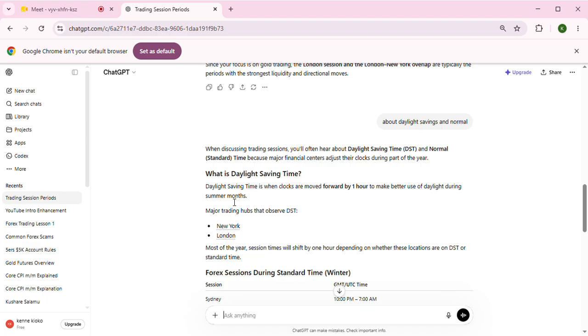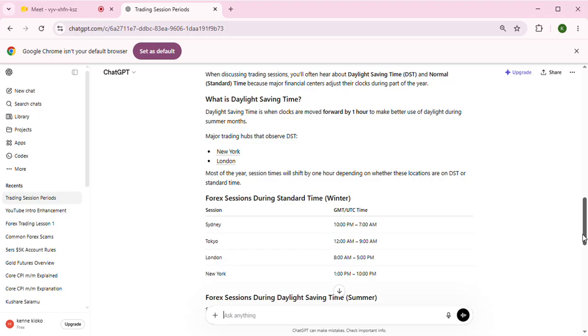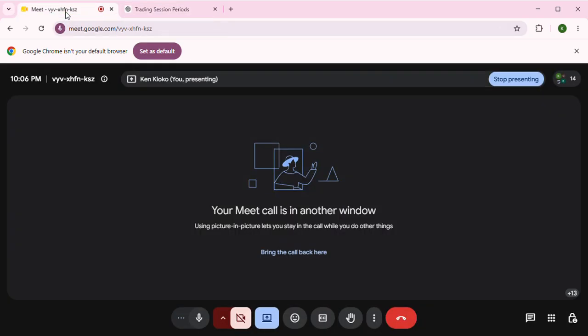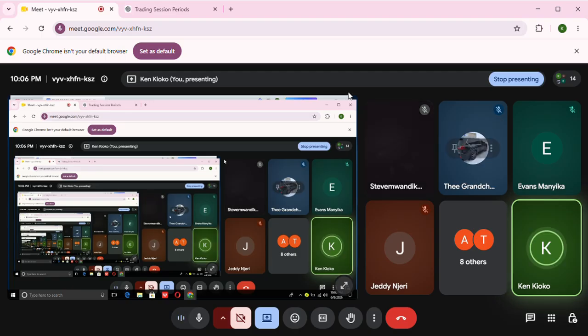It's during the summer. Major trading hubs that observe DST are New York and London. And remember, we have said New York and London are the most active and most traded sessions. For Sydney, you can see it will open at 10 p.m., which is now an hour earlier. So during daylight savings, every trading session is going to open an hour earlier compared to the normal or standard time.